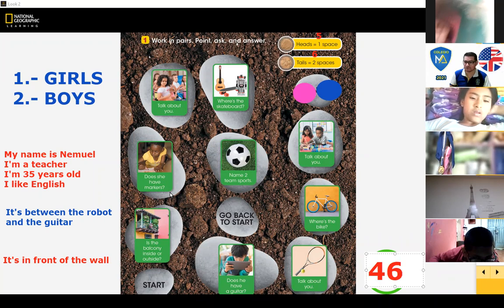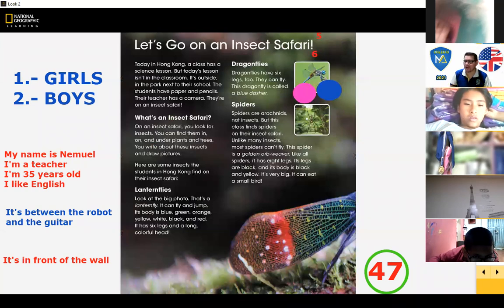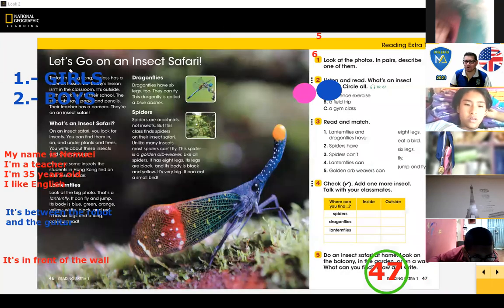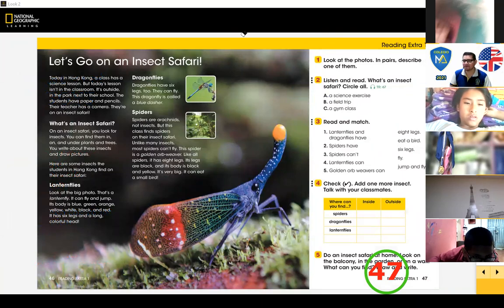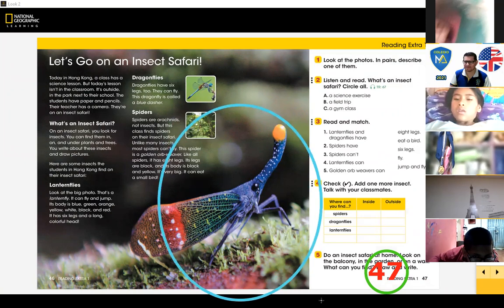Okay, now it's time to continue, students. Let's go to the next page. This is 46. Let's go to page number 47. Okay, I'm going to do this. What do we have here? Oh, we have something here. We have to work here. It says reading extra, extra reading one. Look at the photo and describe them. Okay, let's look at the photo. And you have to tell me here, students, what is it? Do you know? What is it?